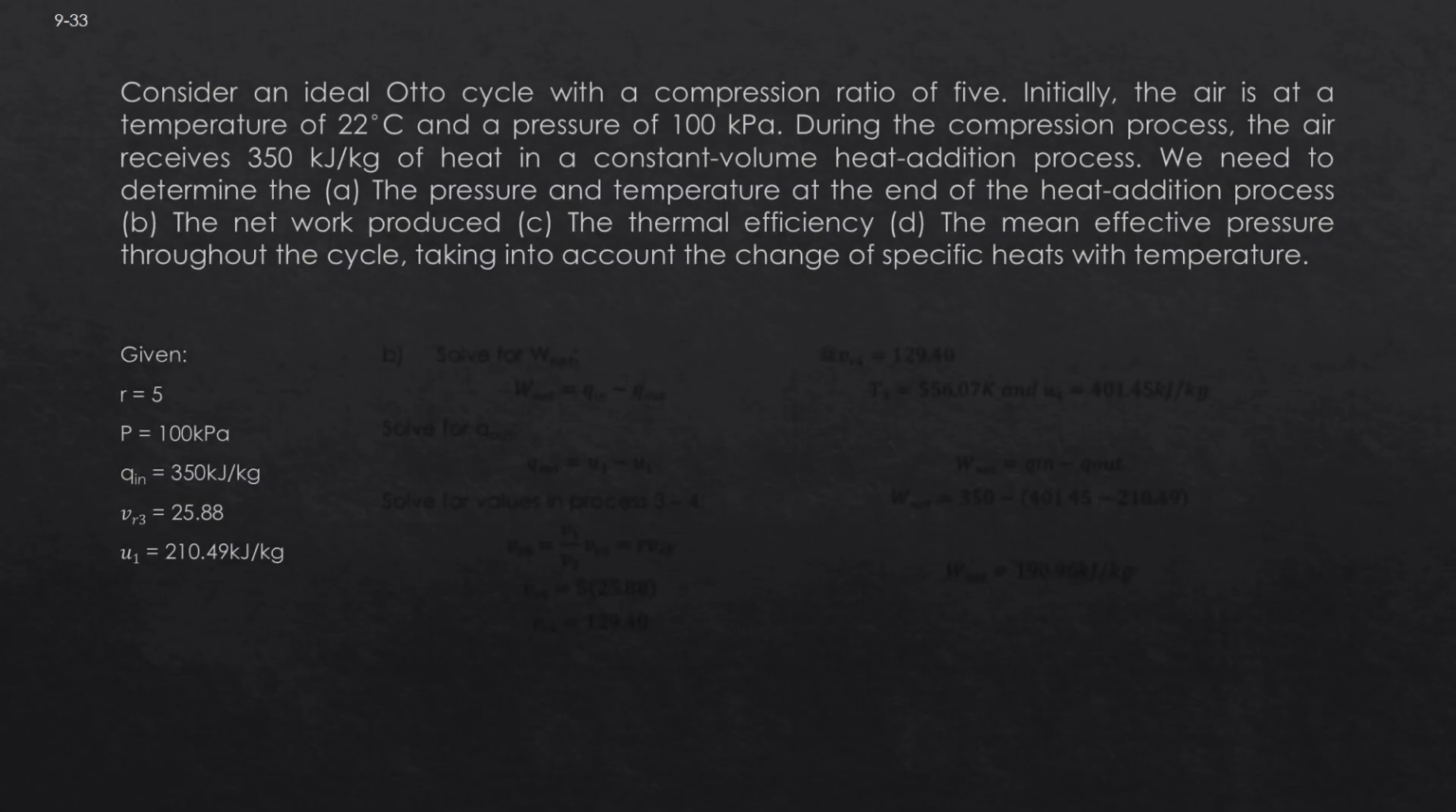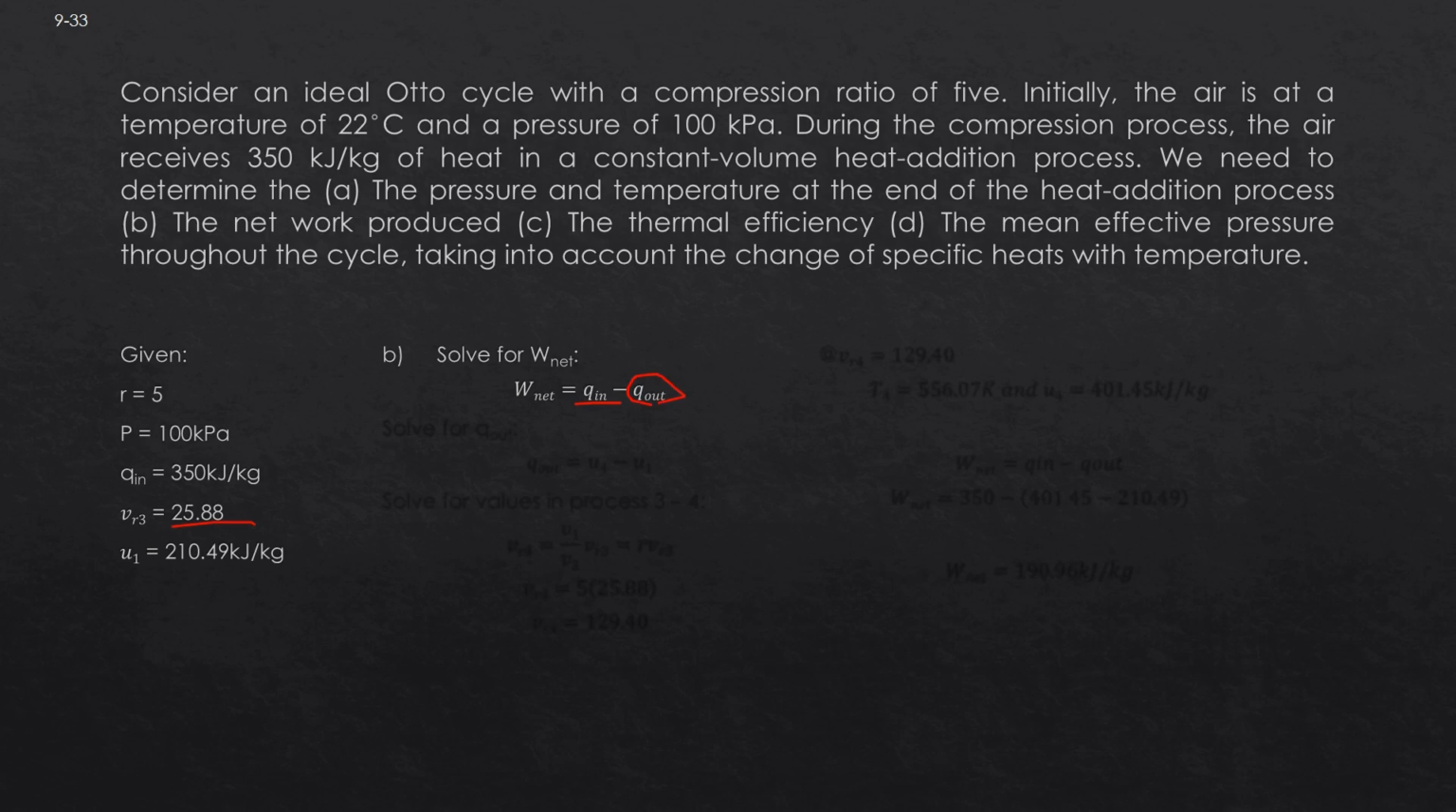Since we already found the values for our temperature and pressure at the end of the heat addition process, we will now proceed to solving problem B, the net work produced. For the net work produced, we have the equation W net equals Q in, or the heat addition, minus Q out, or the heat rejection. We already have the value for Q in, which is 350 kilojoules per kilogram, but we don't have the value for Q out.